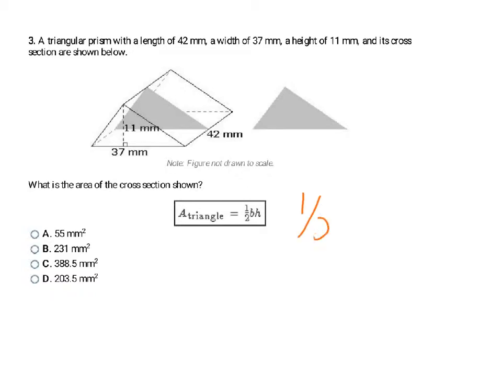So that means I'm going to take 1/2 times the base of this triangle, which is this length right here. The side that's going the same direction as the base of that triangle is 37, so it's going to be times 37. Then times the height. The height of the triangle goes like this, the perpendicular line, which is the same as this 11, which it tells us is the height. So then it's going to be times 11.